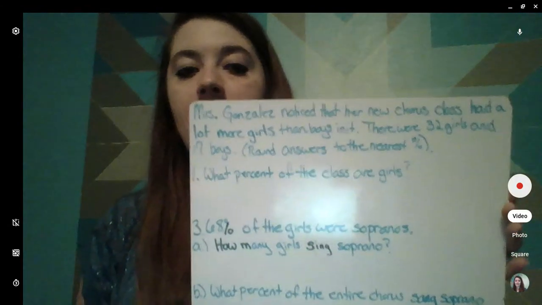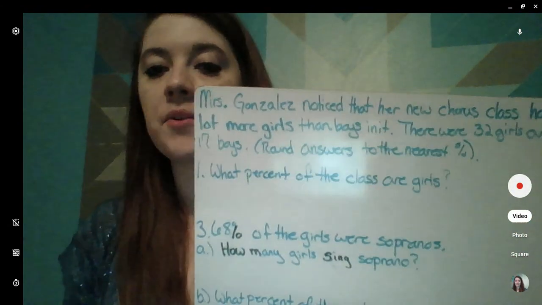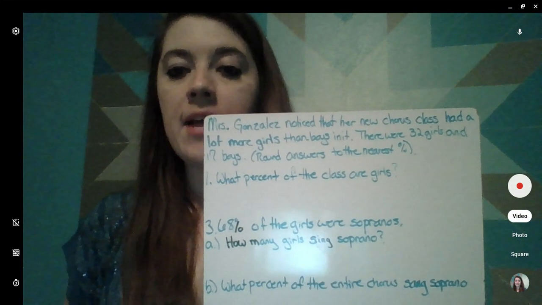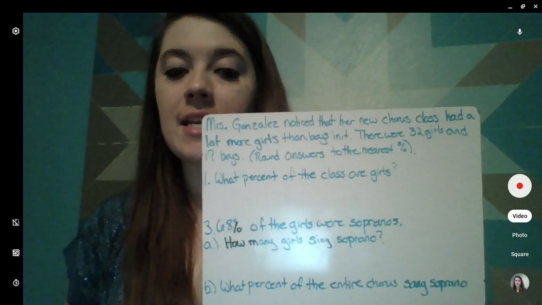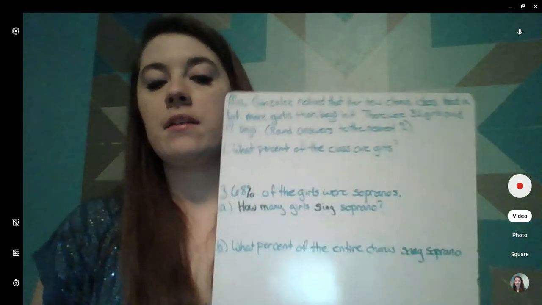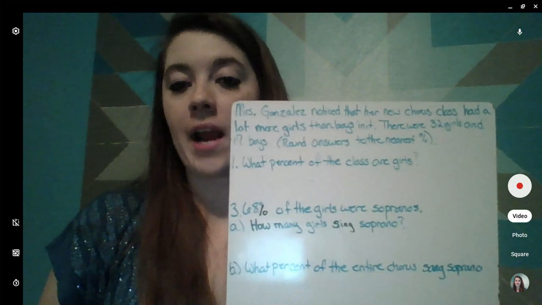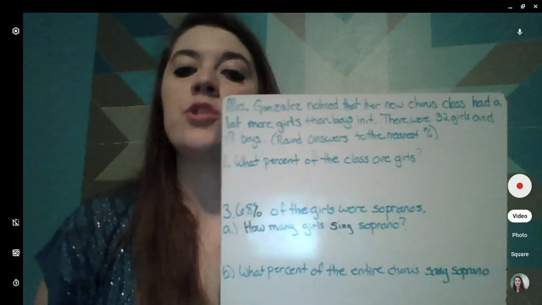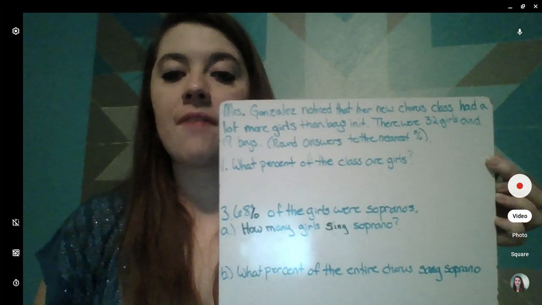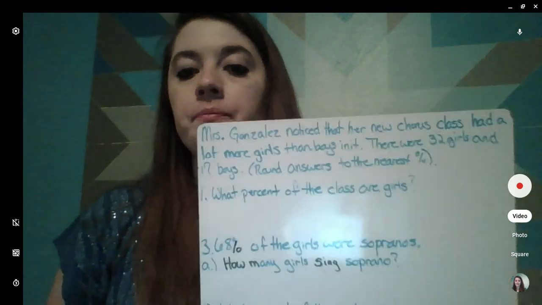So the first part of 8.6, Mrs. Gonzalez noticed that her new chorus class had a lot more girls than boys in it. There were 32 girls and 17 boys. So what we're going to be looking at are probabilities and percentages, and so we want to round our answers to the nearest percent. So what percent of the class are girls?